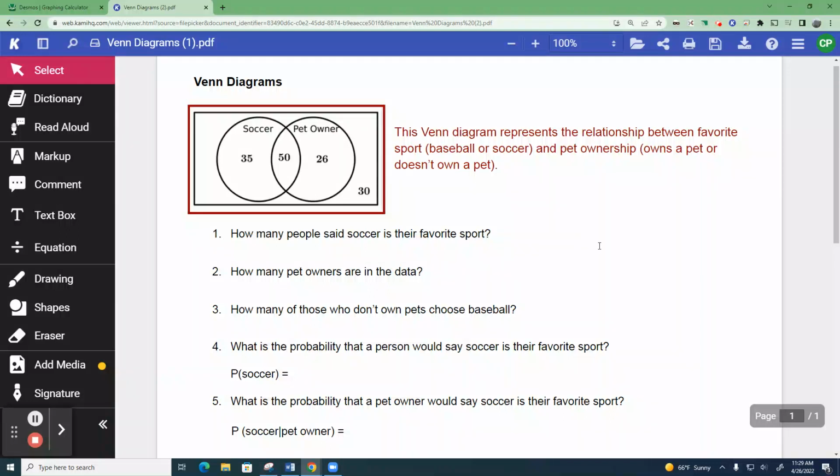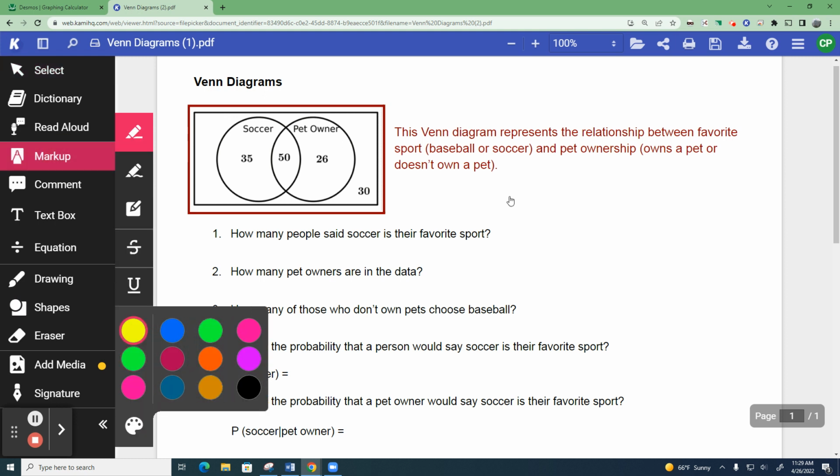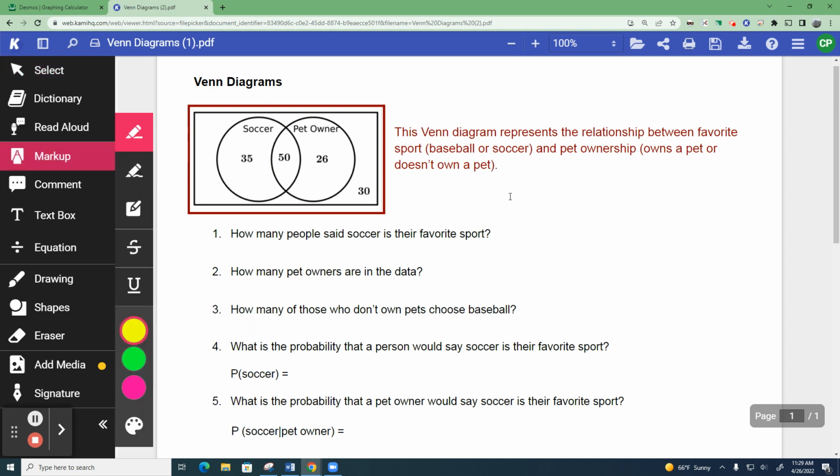Hi, in this video we're going to be talking about Venn diagrams, which is a way to represent data in a probability problem. And so let's take a look at our first example. This Venn diagram represents the relationship between favorite sport, baseball or soccer, and pet ownership, owns a pet or doesn't own a pet. And that's really important to be looking at this first because the Venn diagram is not representing any sport other than baseball or soccer.